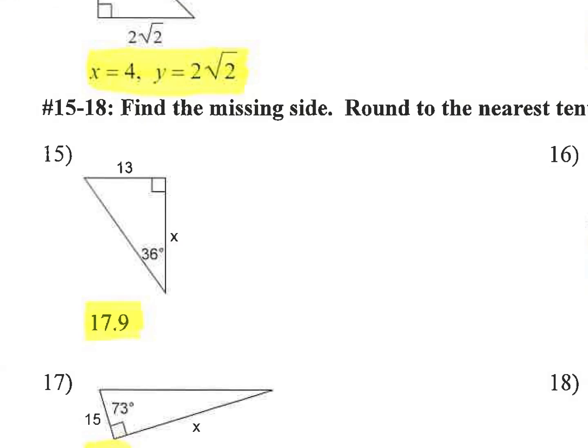15 through 18 says, find the missing side, round to the nearest 10. How many missing sides do I have total? 2. They only want us to find one of them, but we have 2 missing. And they gave me an angle. Does anybody remember how we actually find these?